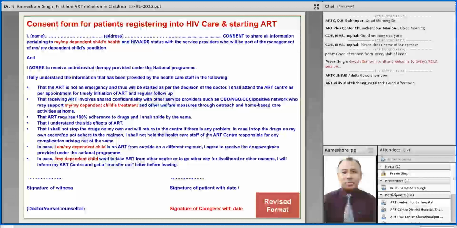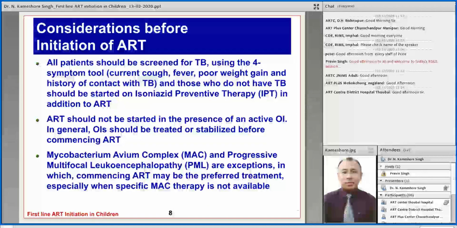So continuing this consideration, before the initiation of ART, all patients should be screened for TB, which I have already mentioned, and for any presence of active opportunistic infections. For tuberculosis in children, we can use a 4-symptom tool: current cough, fever, poor weight gain, and history of contact with tuberculosis.